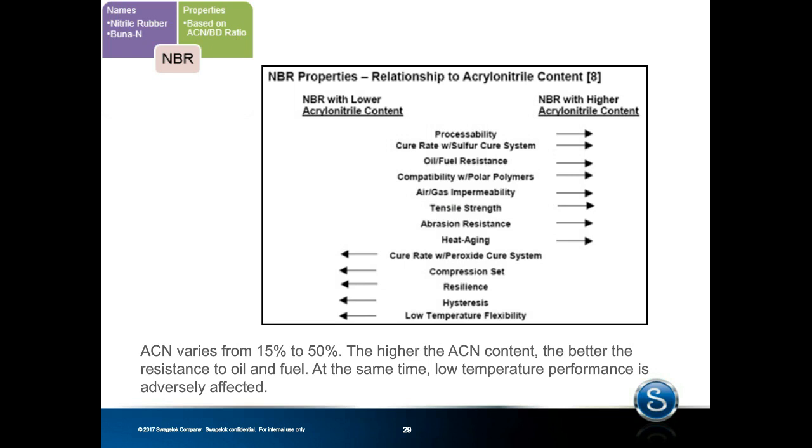So the compounds that have a higher acrylonitrile content are going to have better resistance to oil and fuel. However, you're going to give up low temperature performance. So remember when I said a while back, I guarantee in the world of elastomers, if you've gained something, ask yourself what you've given up. If someone comes to you and says this has better resistance to fuel, think to yourself, okay, what did I just give up? And in this case, you would be giving up low temperature performance.